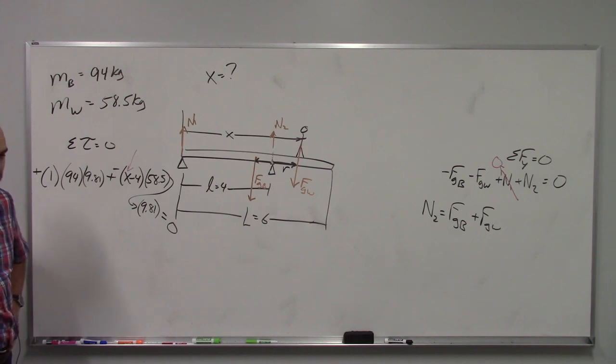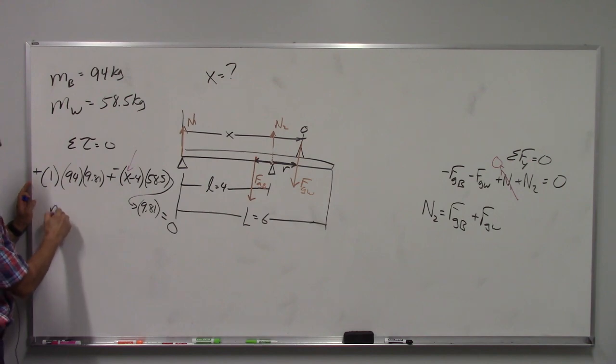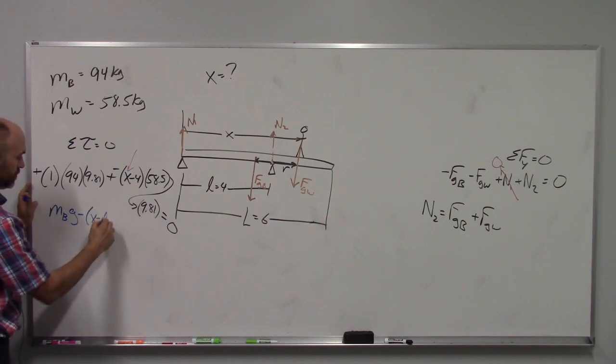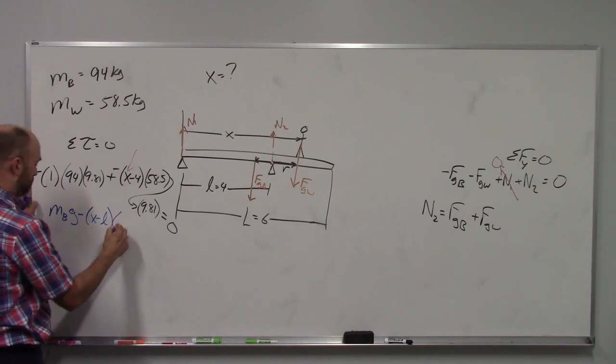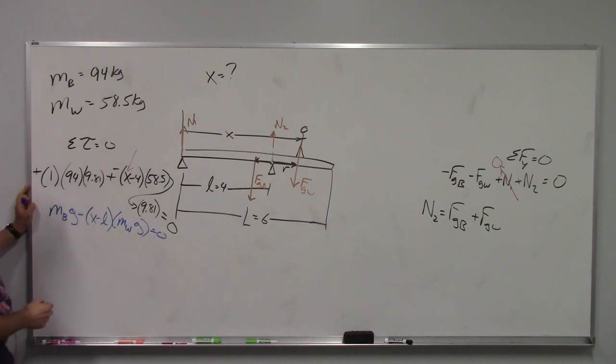Do y'all want to see how to do the algebra, or you got it? Can you show me? Because I got it wrong. Yeah, let me put in letters here instead of all these numbers. Let's see. 1 times mass of the beam times gravity minus x minus 4, which is cursive L, times mass of the woman times gravity equals 0.